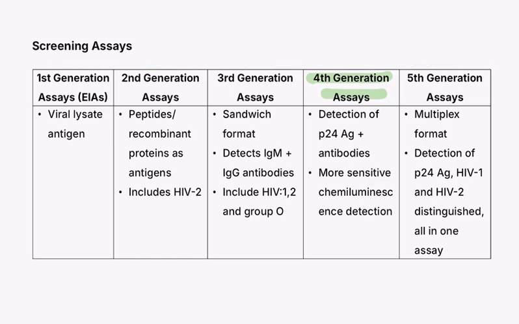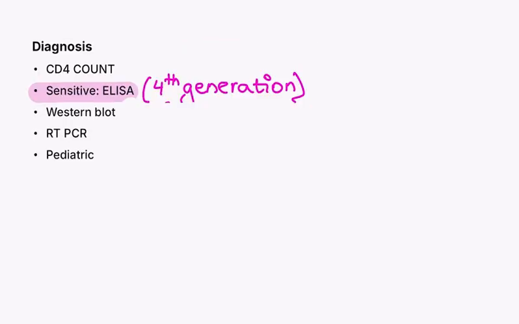Now even a 5th generation has come up, but still what the textbooks mention as the screening assay most significant for HIV is the 4th generation, where you can see it is going to detect the P24 antigen also, it is going to detect the antibodies also, and this is a very sensitive test, and hence they are saying that the 4th generation ELISA is the best. But what is going to be confirmatory, of course, is going to be Western blot.